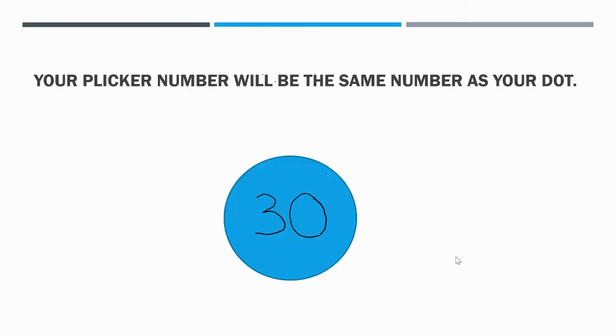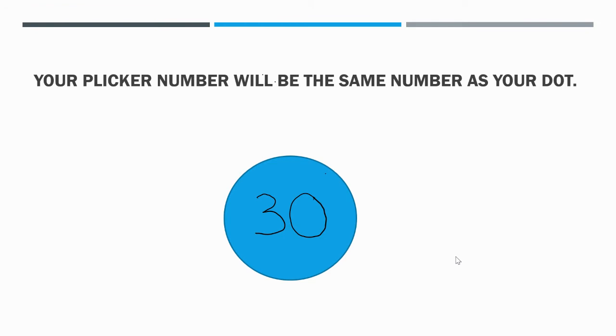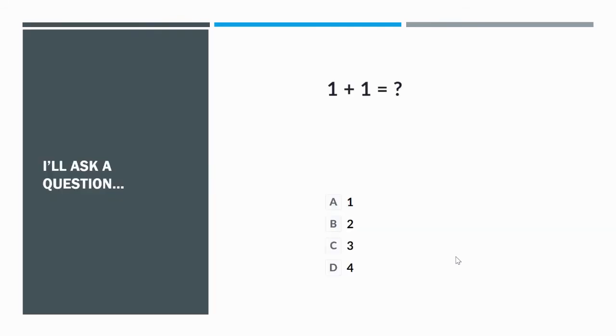This is how you find your Plickers card. Look at your dot. You are sitting on a number. That number is the number that you use for your Plickers card. See, if you look at the back of your Plickers card, you're going to see that there's a number on it. That is the number you get. Again, you're sitting on a dot that says 30. Your Plickers card should say 30 as well.